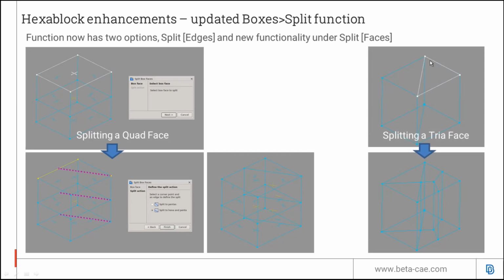And if the user selects a triangular face, ANSA will split it into three hexa boxes, right? So you go back to hexa box.